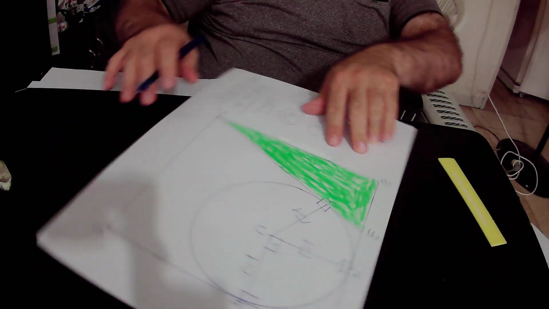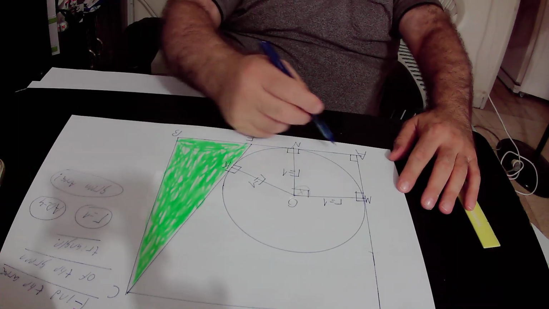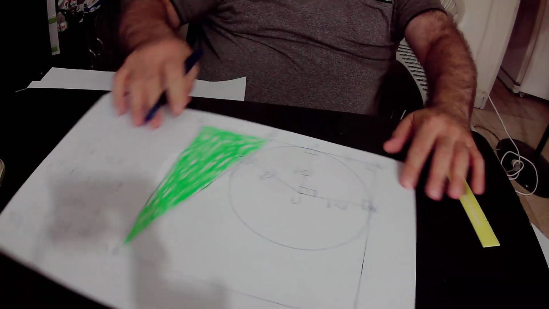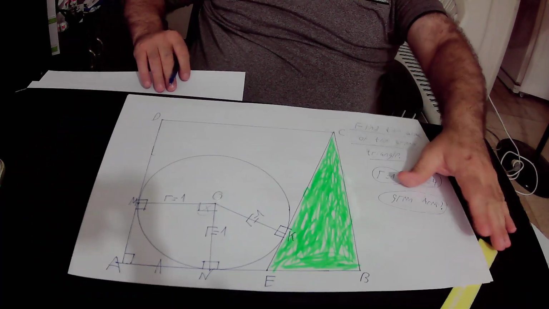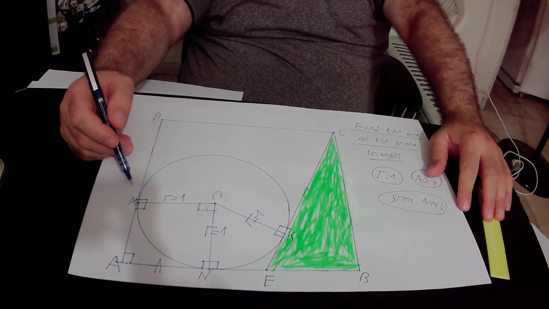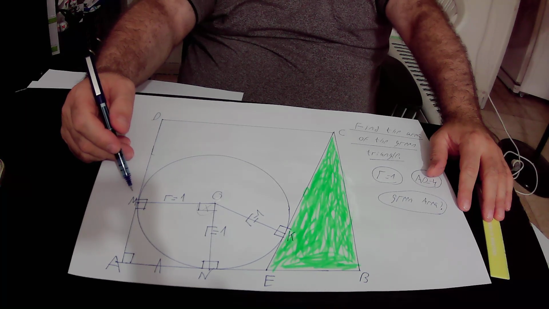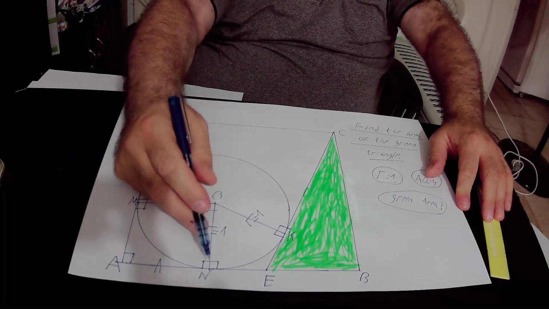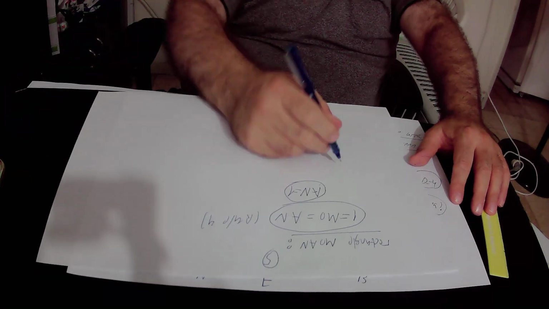Here, side AN of rectangle MOAN equals 1 unit. Likewise, we will also conclude from rule number 4 that MA equals ON.